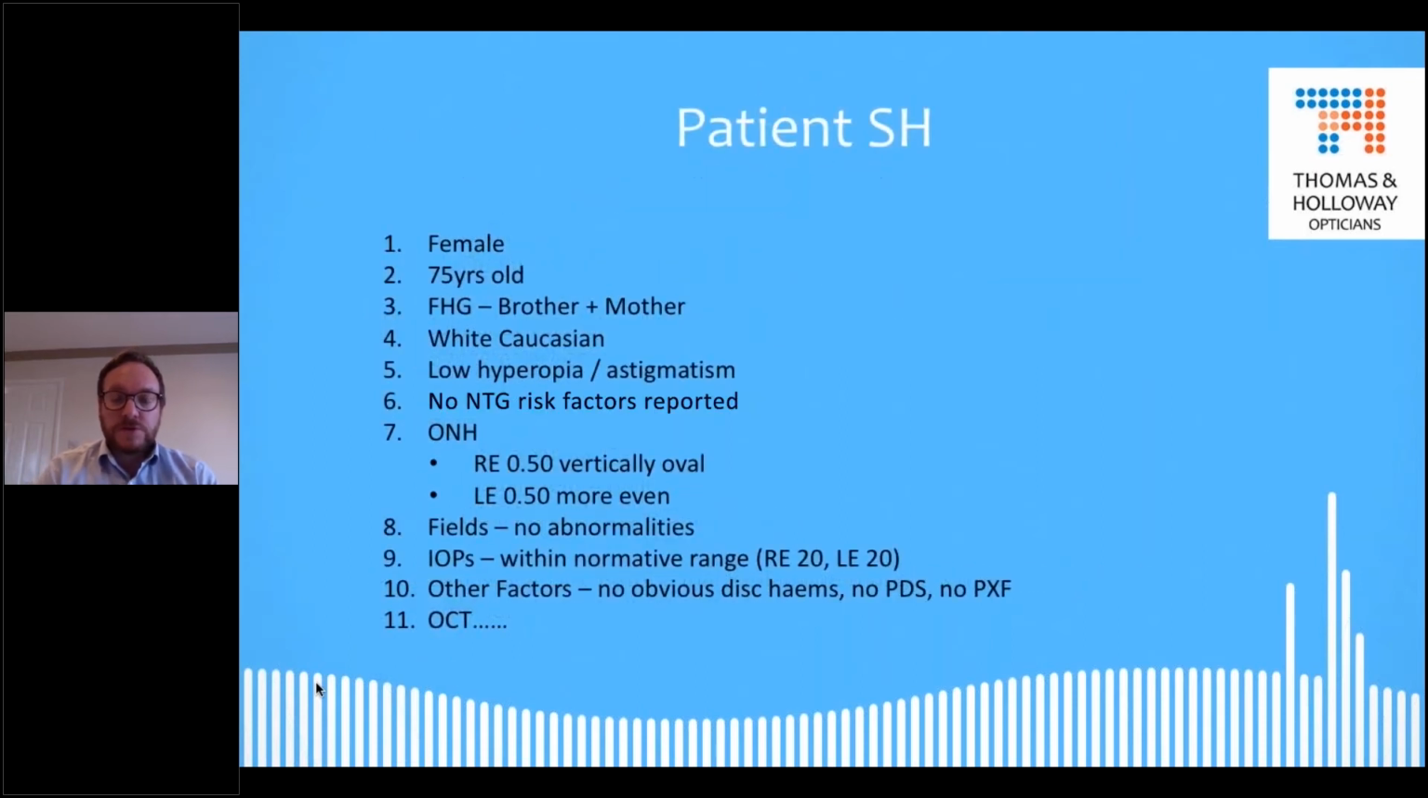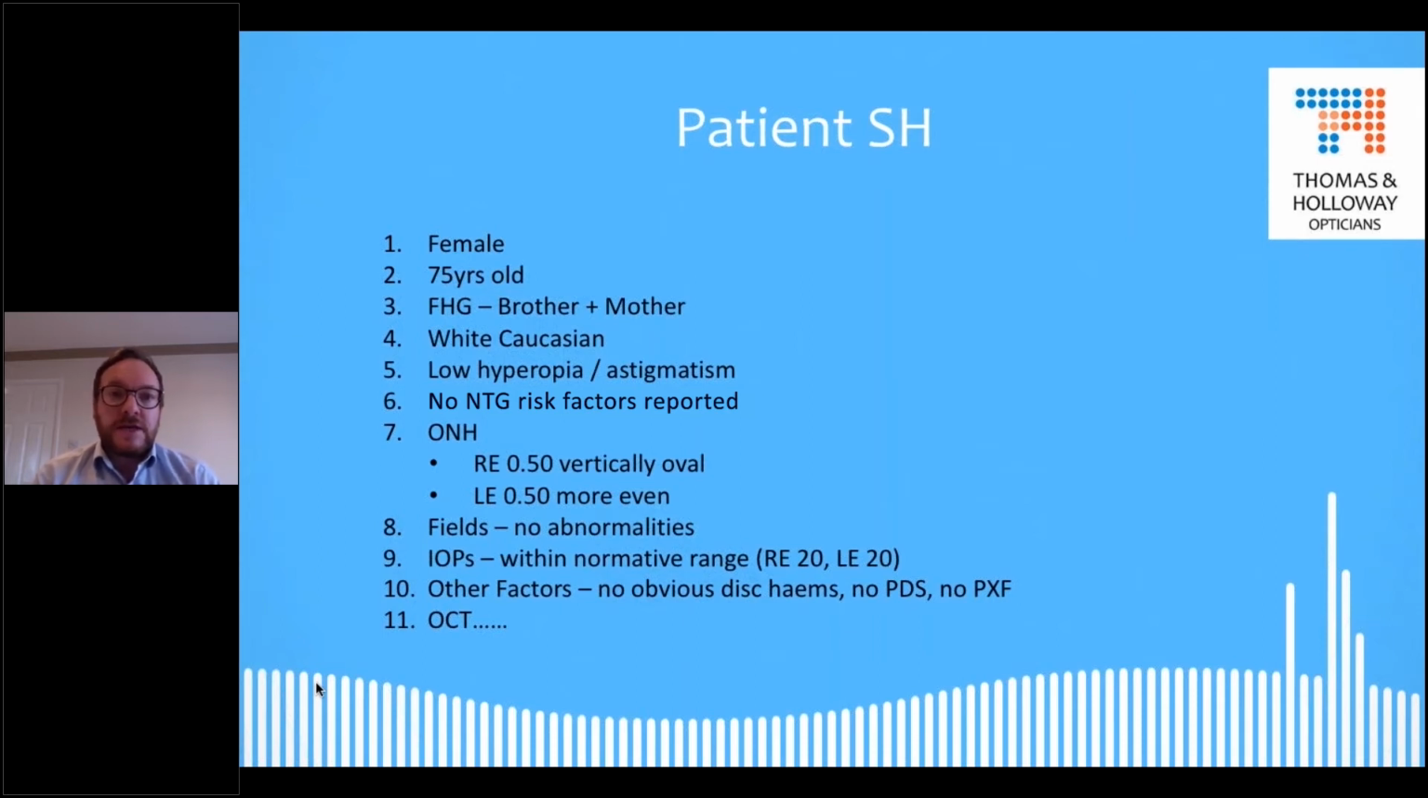So let's look at the first patient, SH. What I've tried to do here is give a brief history and symptoms with the findings relevant to the things that I think are most important with glaucoma, okay? And then obviously we're going to drill down into the OCT findings a little bit more.